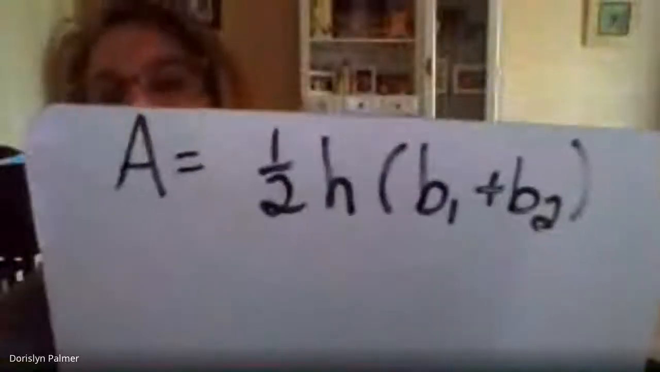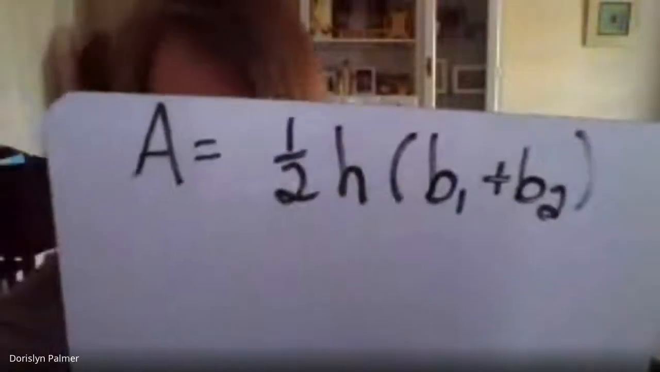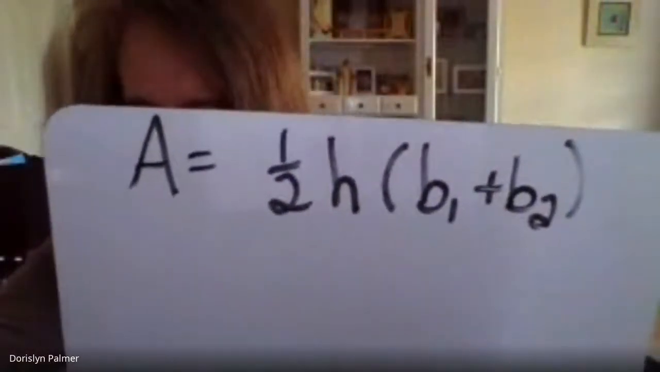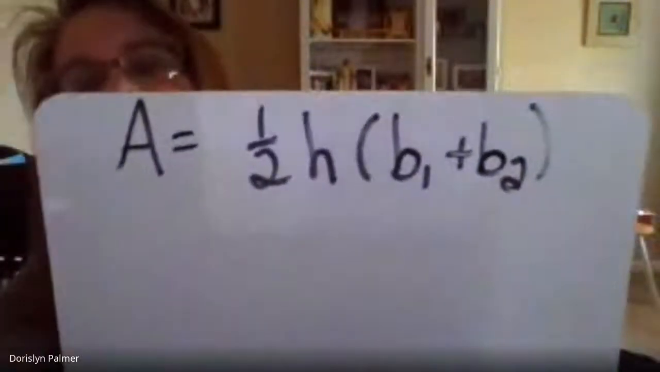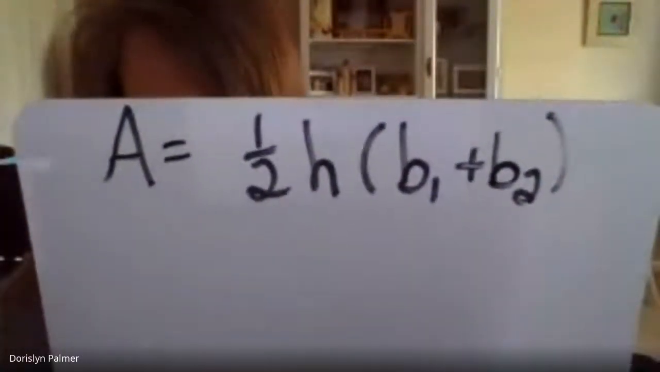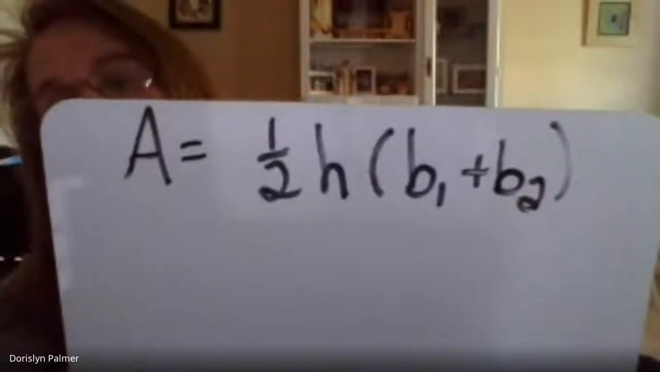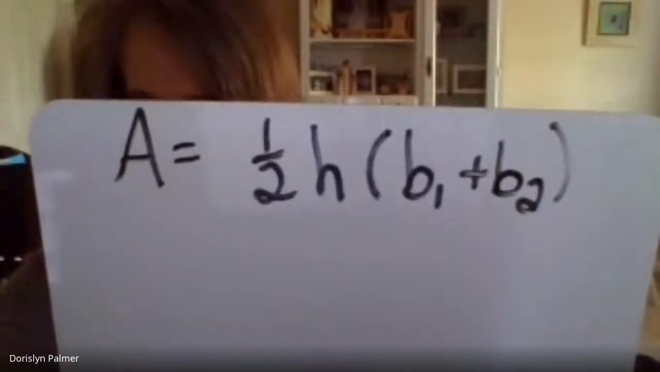1/2 times height times, in parentheses, base 1 plus base 2. Good. All right. We're going to write the formula. And they have that written in your book in the example too. You could always look at it if you need to. All right. Next, we have to fill in what we know.